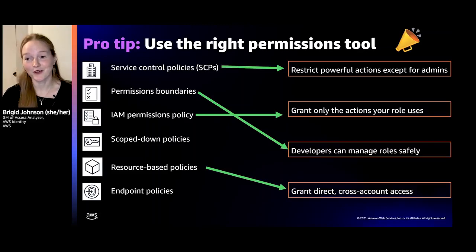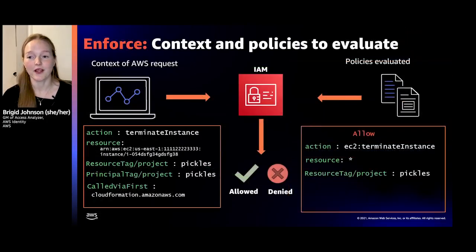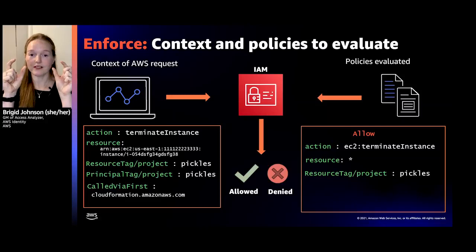All right, so now you know all the tools. We're going to talk about how AWS enforces this. And this is one thing that I really want to stick and for you to remember. For every access request in AWS, there are two parts: there is the context, and there are the policies evaluated. AWS uses those two pieces of information to enforce. We're going to talk a lot about the context today as well as the policies.